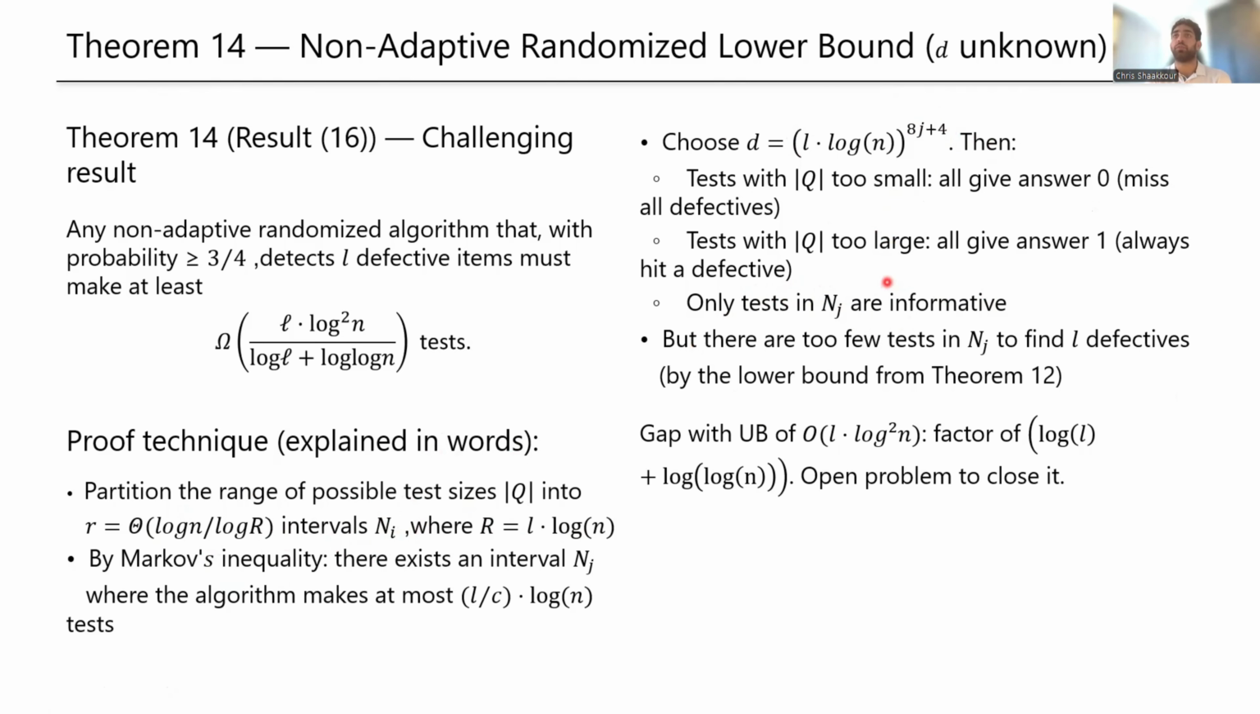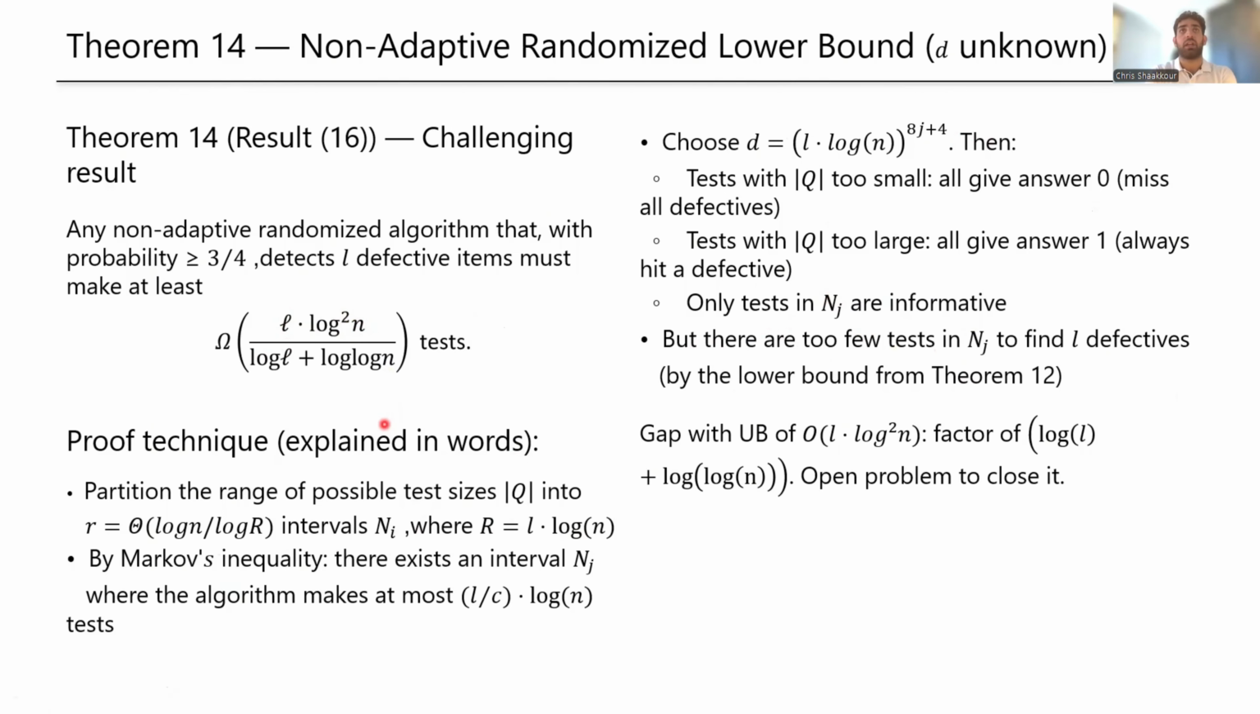And we know that there are too few tests in NJ to find L defectives. So by the lower bound from theorem 12, for each NJ, we only guarantee to find one defective. So we need to run at least L tests like these. And from there, we get this factor of L log n squared times L divided by log L plus log of n.